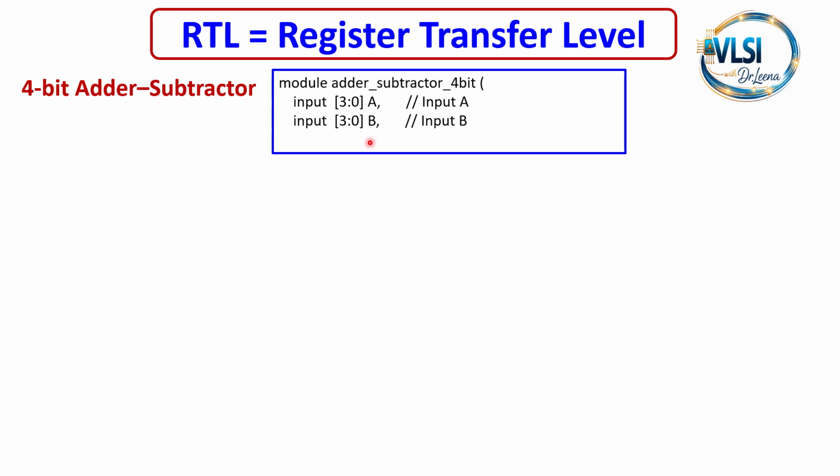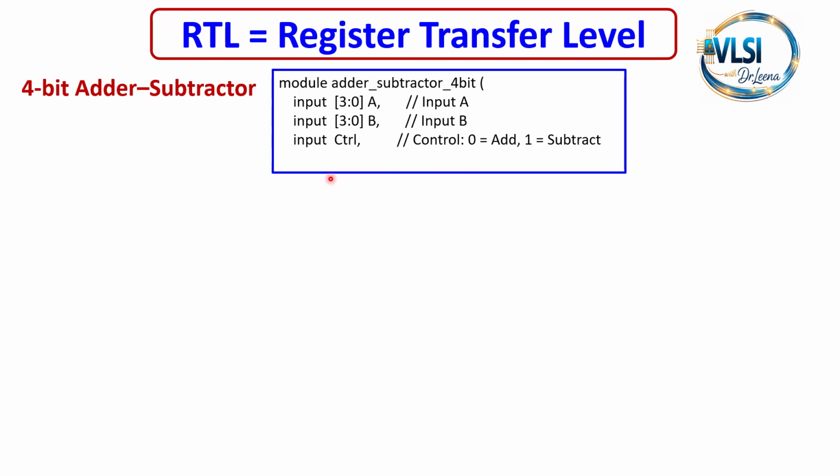B is the second operand. Now we give the next input, that is control. This is a control signal. It decides whether the circuit performs addition or subtraction. That is, if control is equal to 0, it performs the addition, and if it is 1, it performs the subtraction. After assigning the inputs, we are going to give the output.